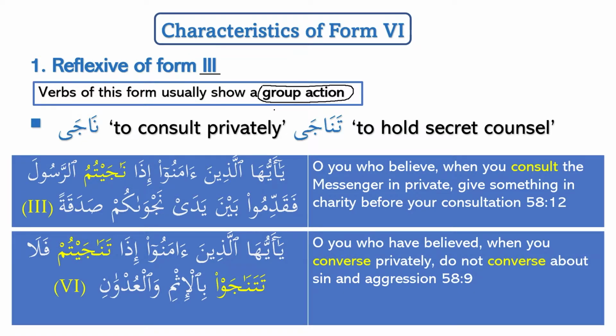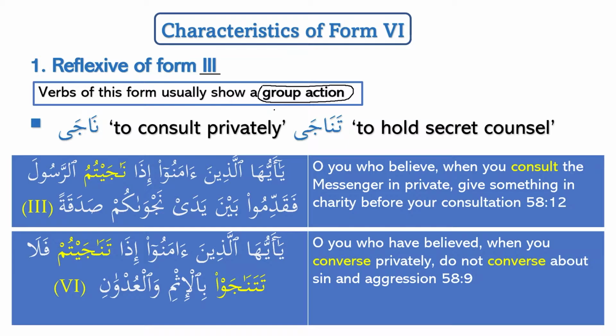the group. When we discussed form number 3, we discussed that 2 persons are involved, or 2 parties are involved, or 2 groups are involved, or there is 1 person and the whole group, or there is a whole group and 1 person. But the main characteristic of form number 6 is that it consists of group action. So that means many people perform one action all together.